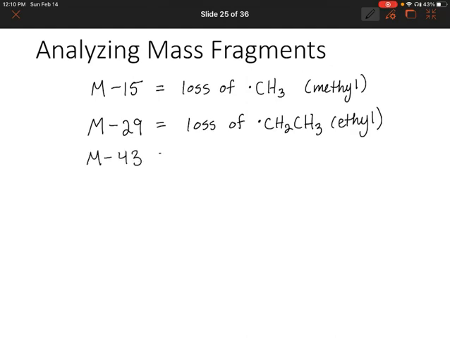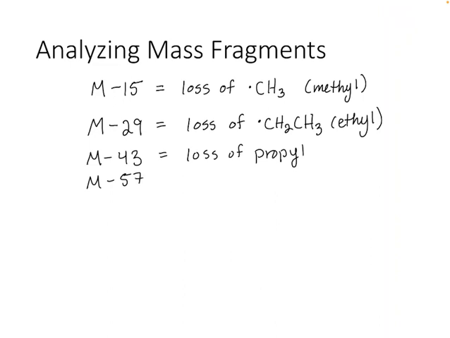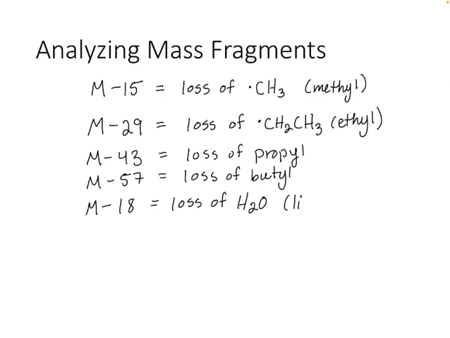M minus 43 would indicate loss of a propyl group, which would have 3 carbons. M minus 57 would indicate loss of a butyl group, which has 4 carbons. You could keep going, but these are the most common losses. Another common loss is M minus 18. That indicates a loss of water. And the most common molecule that you would lose water from is an alcohol.